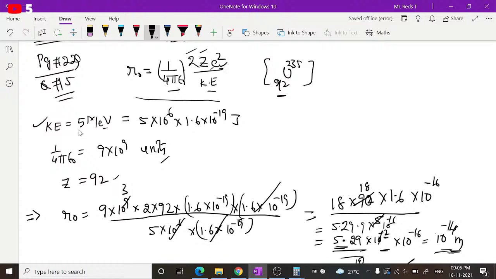And here kinetic energy is given as 500. Yes, that means it's okay. Clear?